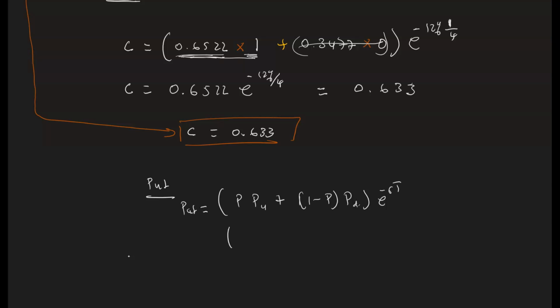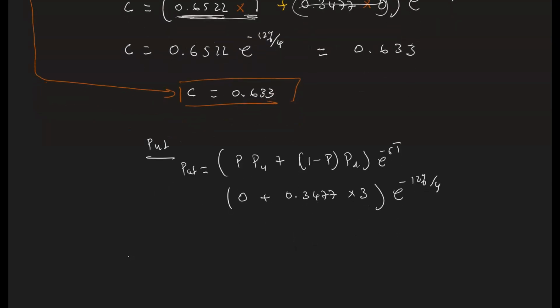So put up is going to be equal to 0, you remember that, so that's going to be equal to 0 plus the 1 minus P was 0.3477 multiplied by put down. What was put down again? Put down was 3, multiplied by 3, and then we do present value, which is minus 12% divided by 4.